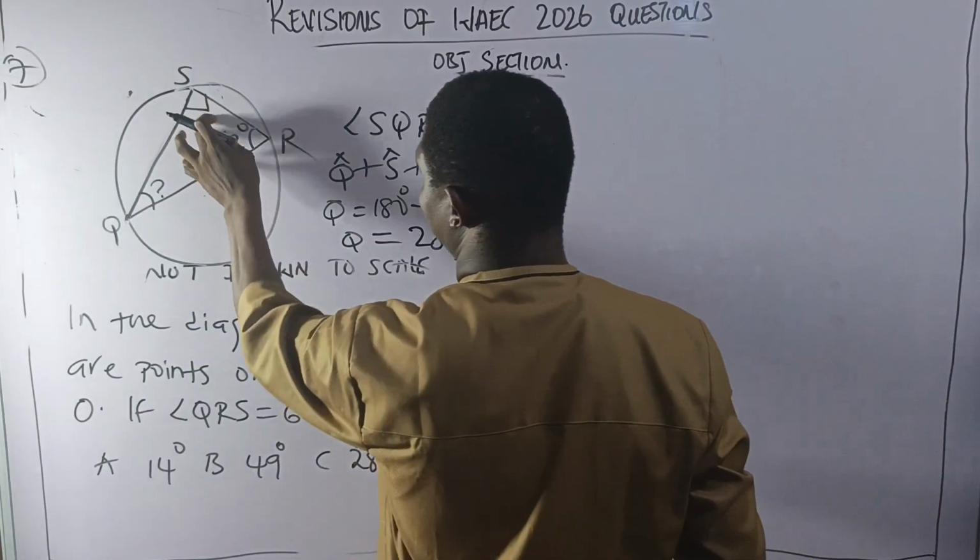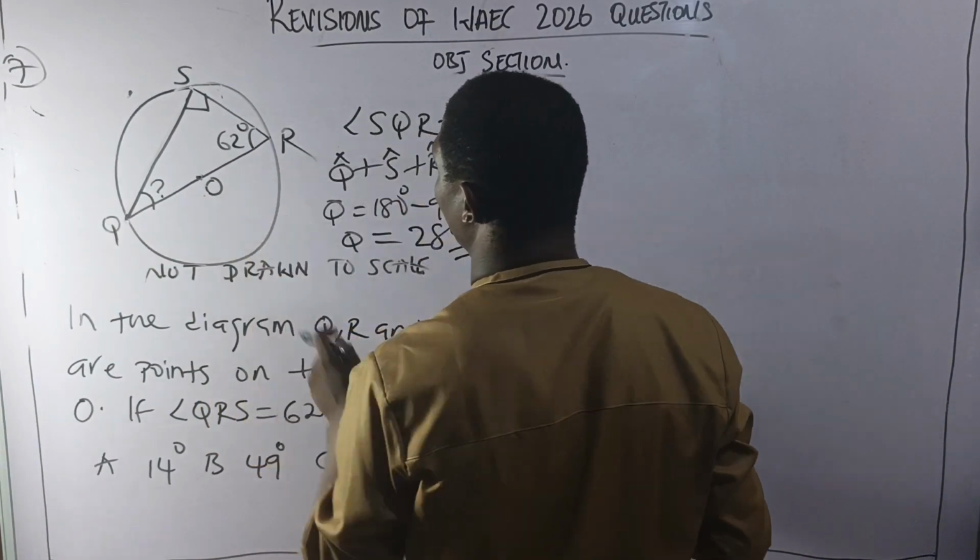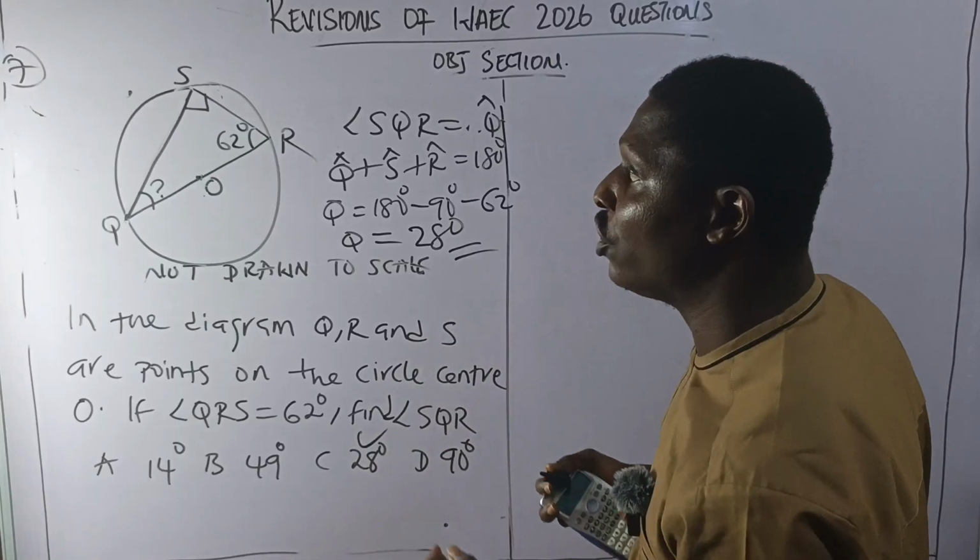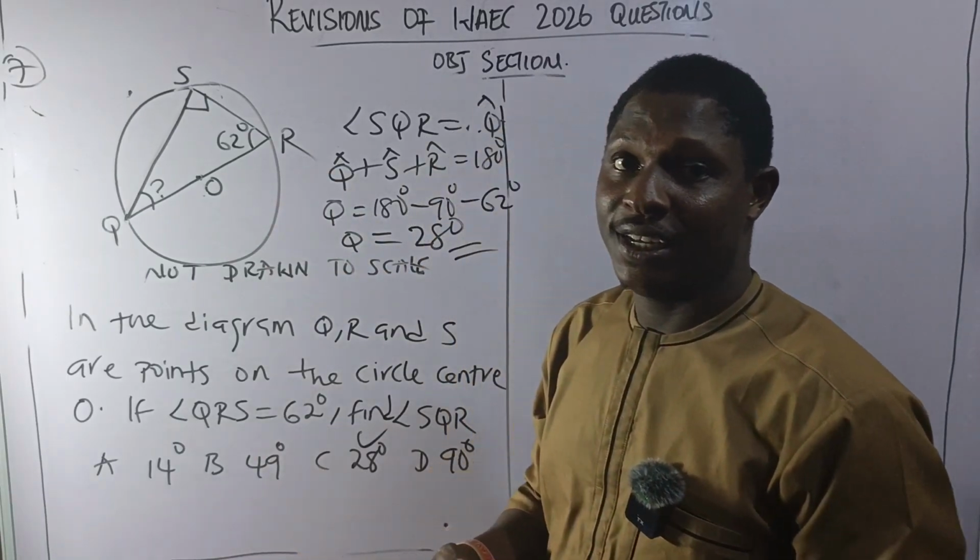Take note, since this is 90, Q and R will sum up to give a complementary angle, which means both of them must add up to give you 90 degrees. Thank you.